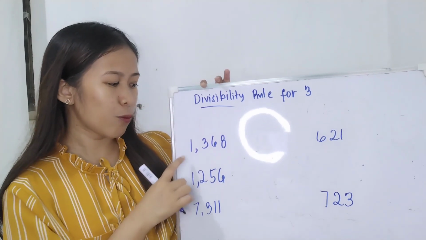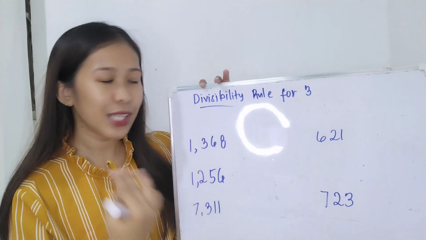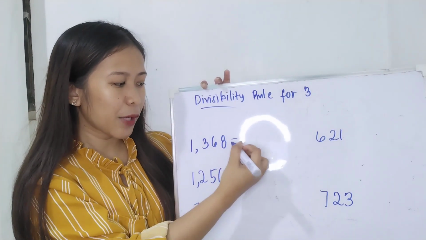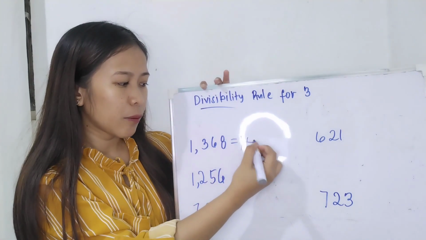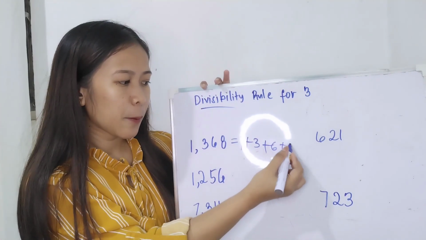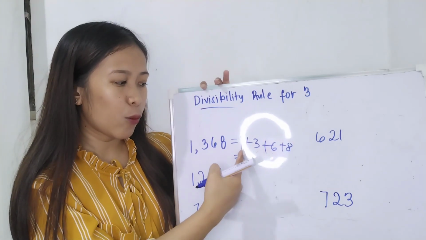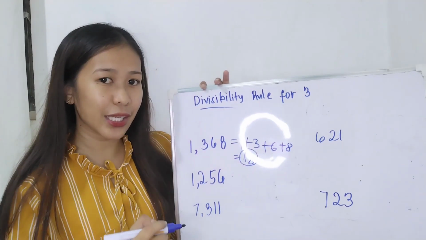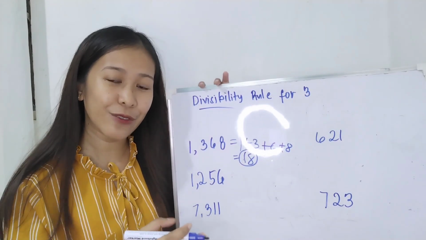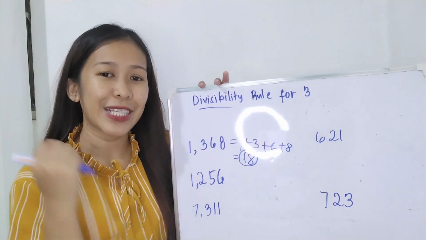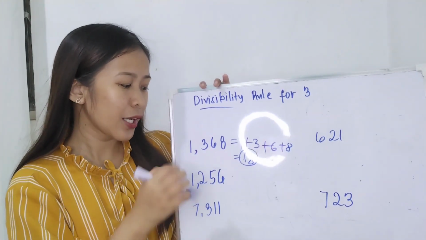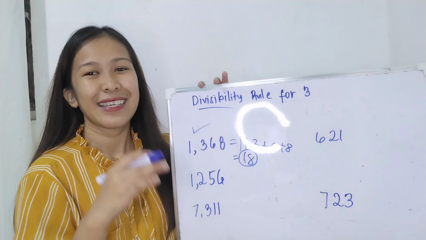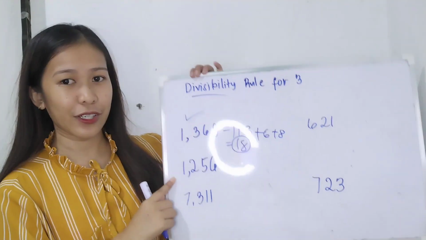So let's say for example, we have 1,368. Let's identify if this is divisible by 3. Ganito lang yung gagawin natin. Ipag-plus-plus lang natin sila. 1 plus 3 plus 6 plus 8 equals: 1 plus 3 is 4, plus 6 is 10, plus 8 is 18. And their sum is 18. Is 18 a multiple of 3, or divisible by 3? Yes, right? That's why 1,368 is actually divisible by 3. As simple as that.